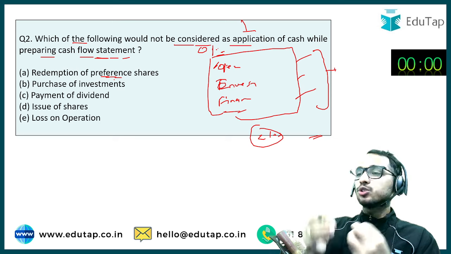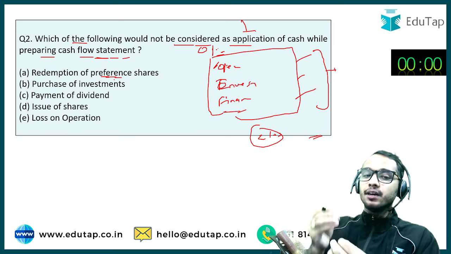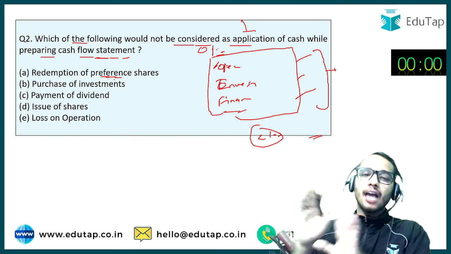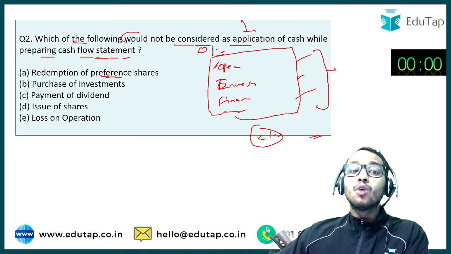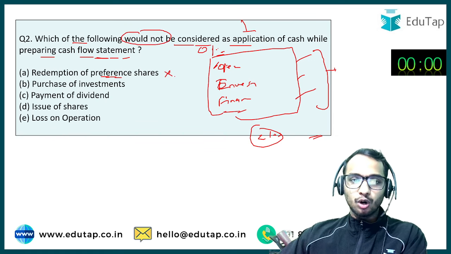So your cash is going to be paid to the preference shareholder. So it is the application of the cash. So it would not be the answer, because the question is asking what would not be considered as. So this would not be the answer.